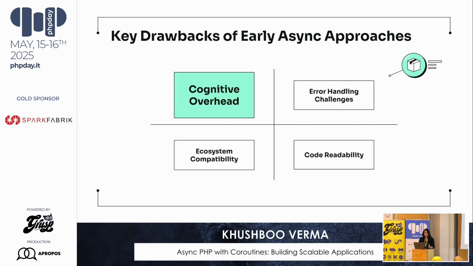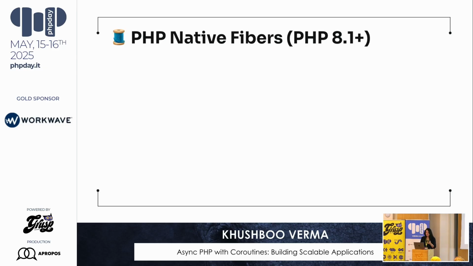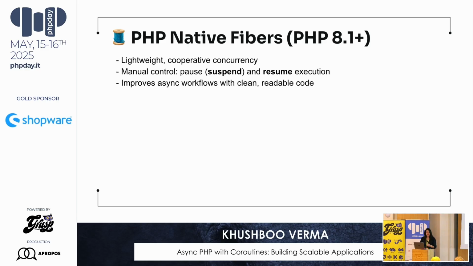And the code readability also became hard in the callback approaches where there were multiple callbacks within each other. So PHP 8.1 introduced something called native fibers. So what are PHP fibers? These are lightweight, cooperative concurrency enablers. Basically, it is inherent to PHP. You don't need to install any library to use it.